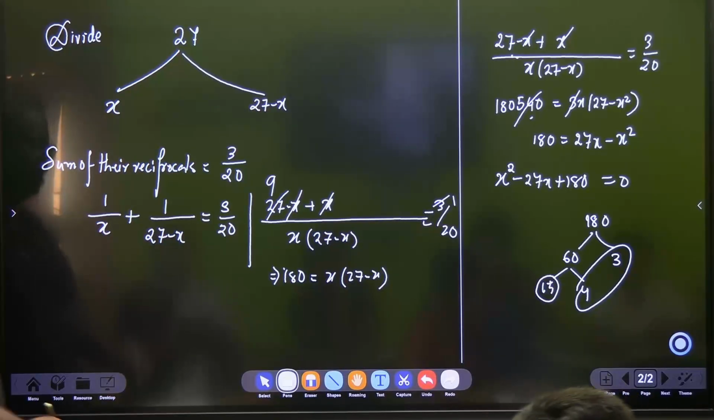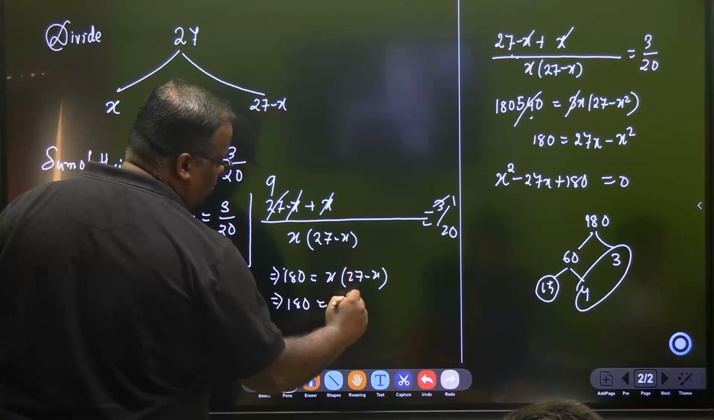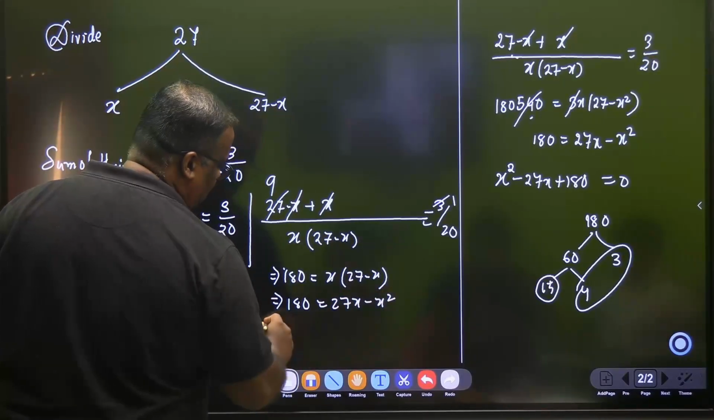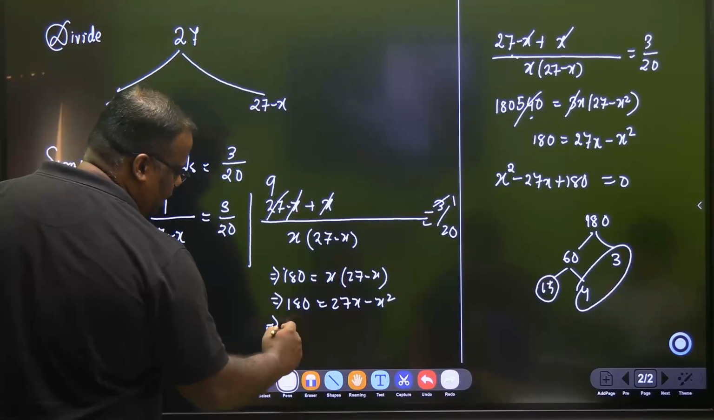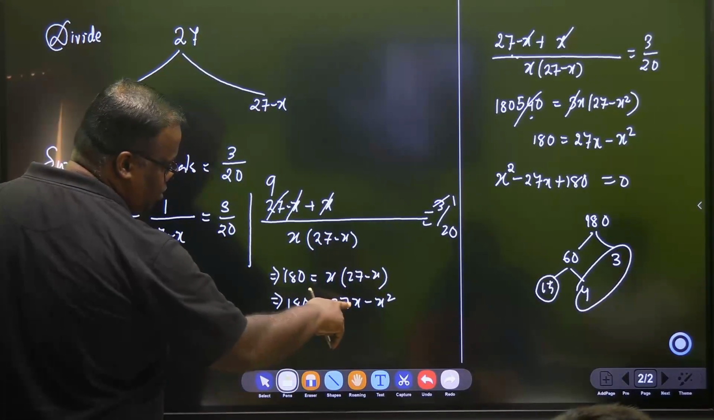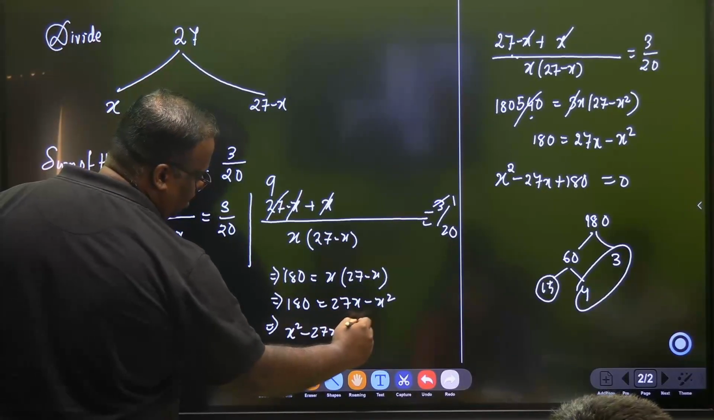So our next step would be 180 equal to 27x minus x squared. Now always remember, my format is ax squared plus bx plus c. So just think, bring this fellow this side. He takes a positive sign, so this fellow will take a negative sign, and this fellow retains its sign.